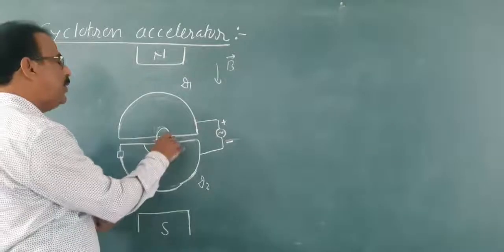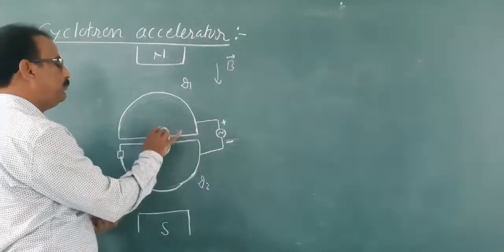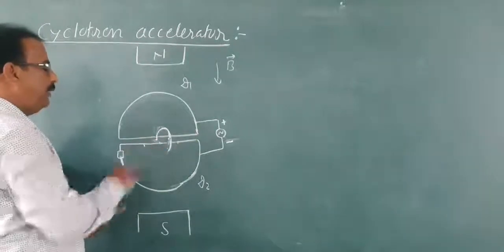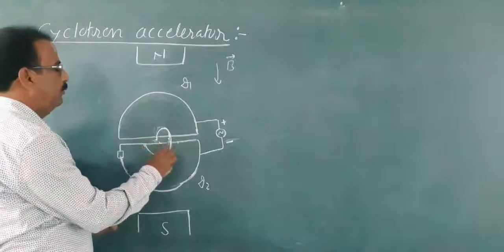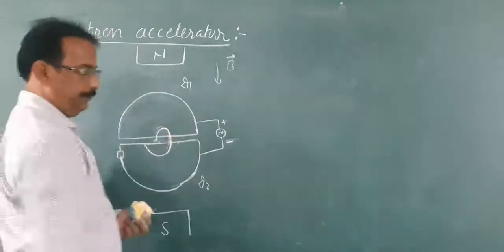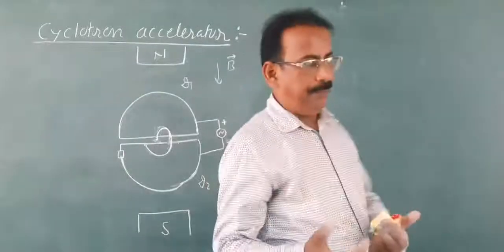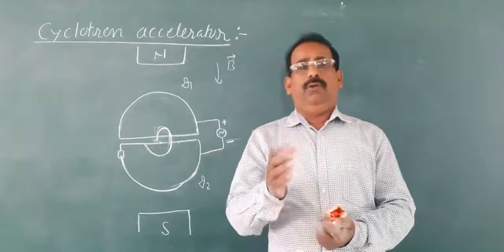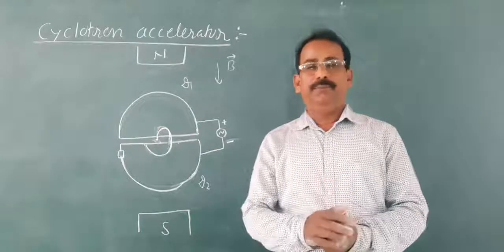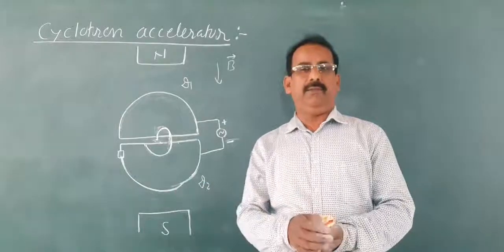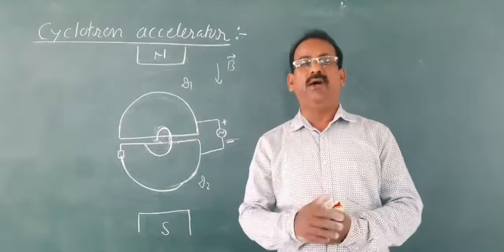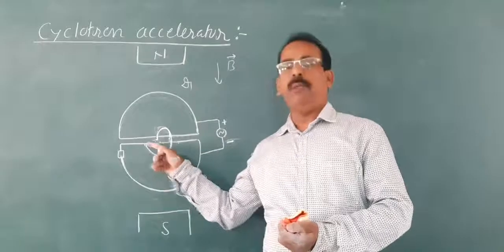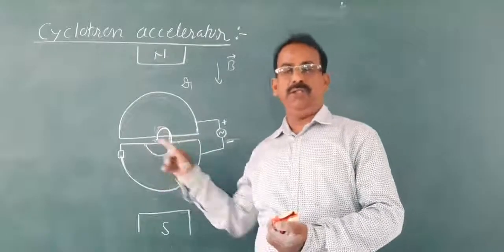It performs circular path due to magnetic force. Here, when second time force acts due to electric field on that charged particle, we observe that the charged particle gets accelerated there because more force is acting on that charged particle now. In this way, the charged particle will complete circular path in the second D2.